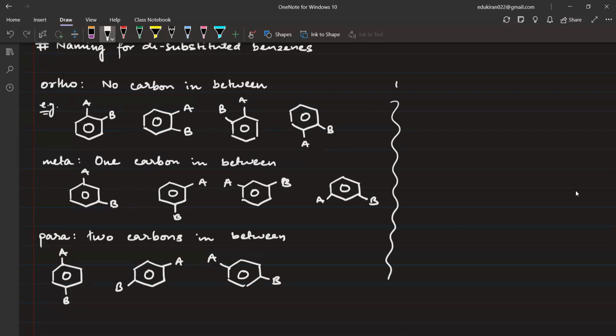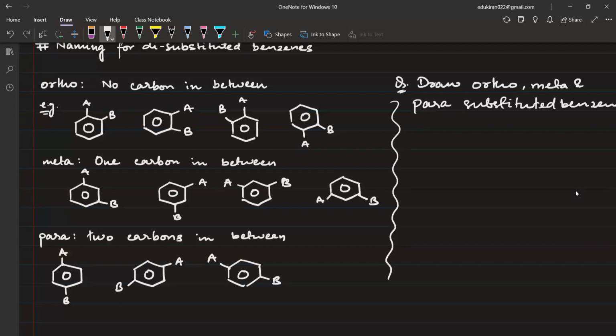I'll write this down and then do a question. Draw ortho, meta, and para substituted benzene with following substituents. Okay, in the first one, you use CH3 and OH. Secondly, you have to make only one ortho, one meta, and one para. All of these are the same structure, I hope you can understand.